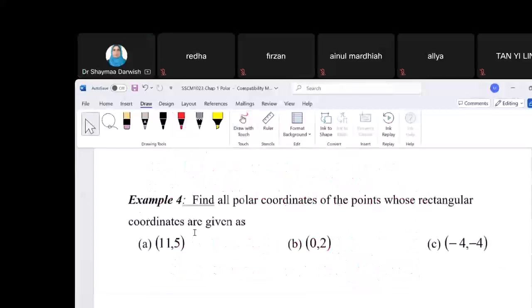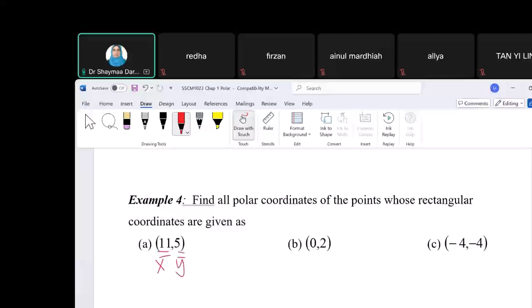Now, the previous three we converted from polar to Cartesian. Now we will need to convert from Cartesian to polar. I will give you the point in x and y. Then we need to find r and theta. Now you have x and y, you need to find r and theta.